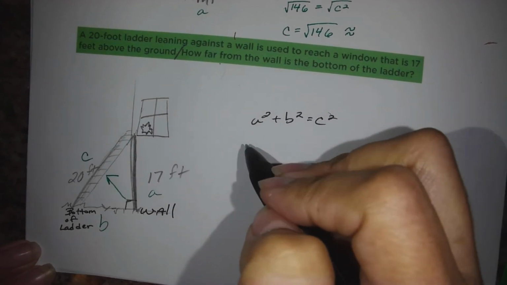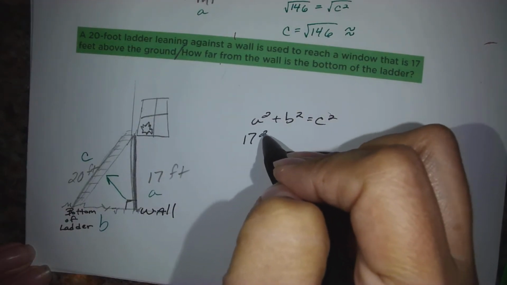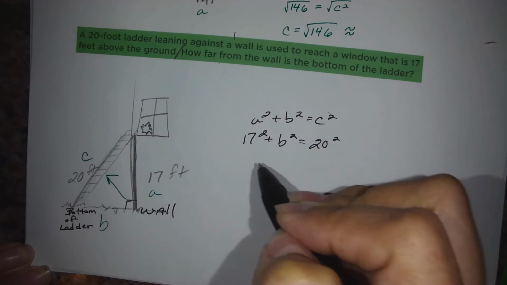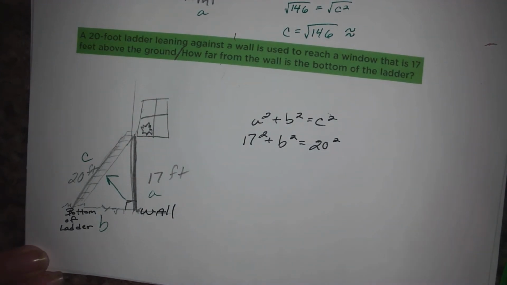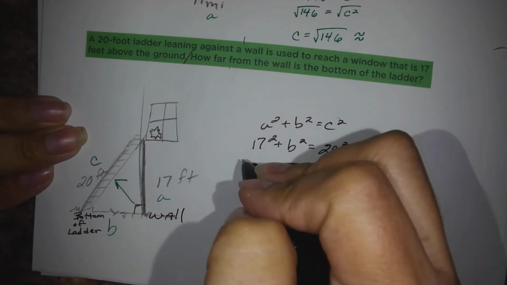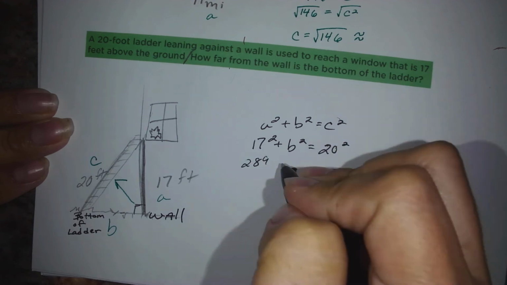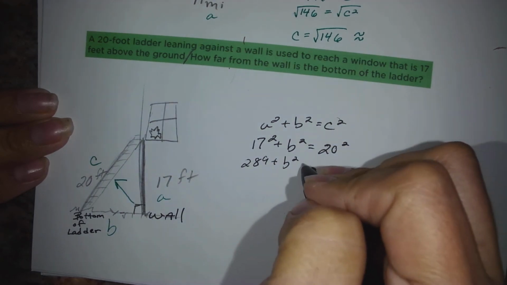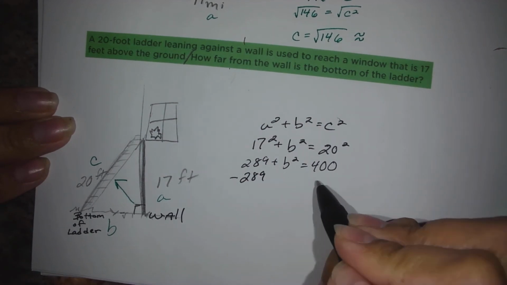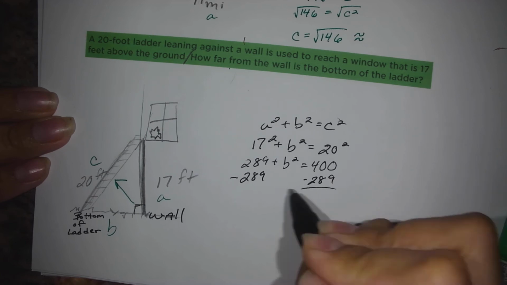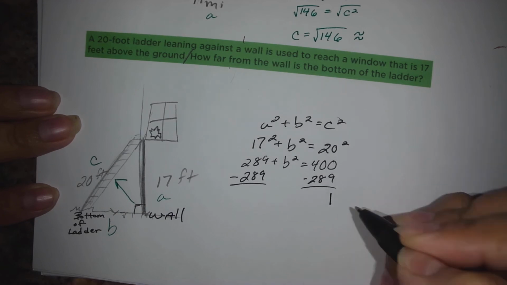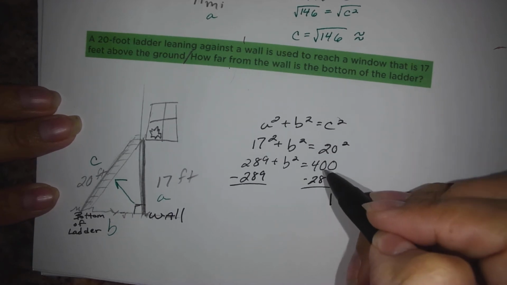I'm going to substitute in 17 squared plus B squared is equal to 20 squared. I'm going to go ahead and put that in the calculator so you can figure that out. So 289 plus B squared is equal to 400. Subtract the 289. Make sure you do this correctly because I don't know how many mistakes this is done.